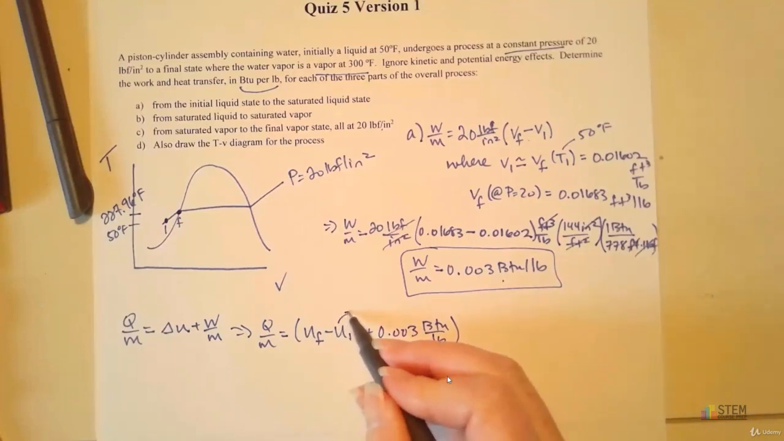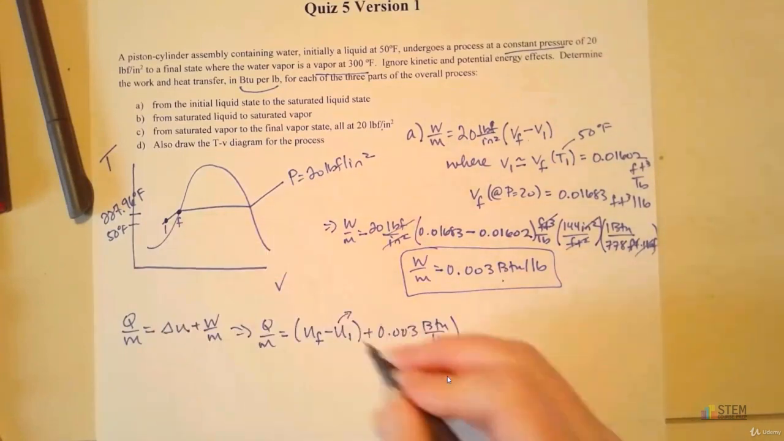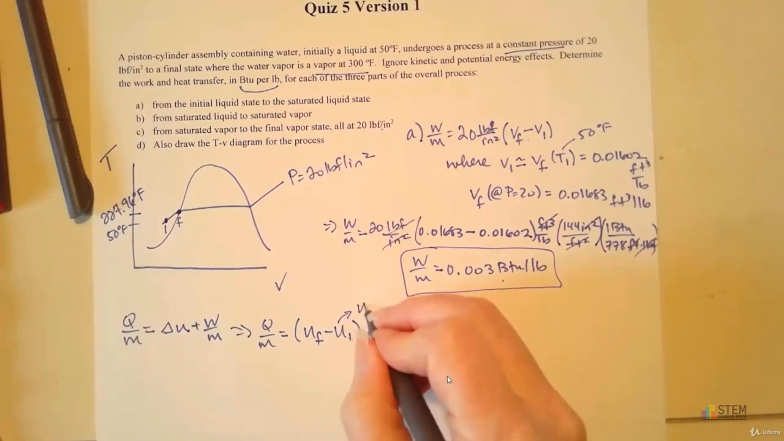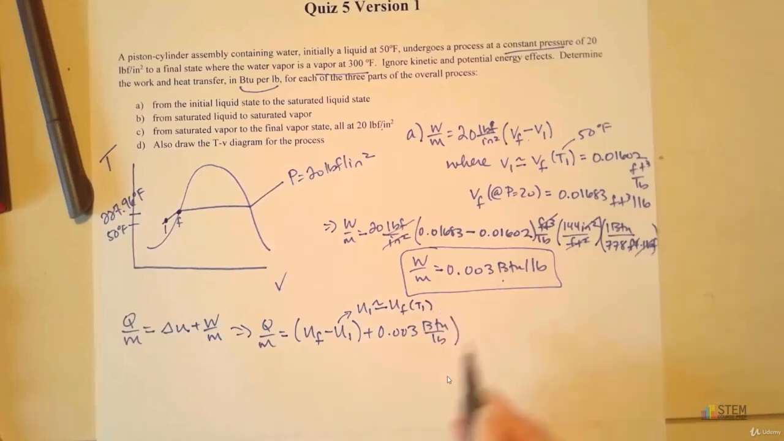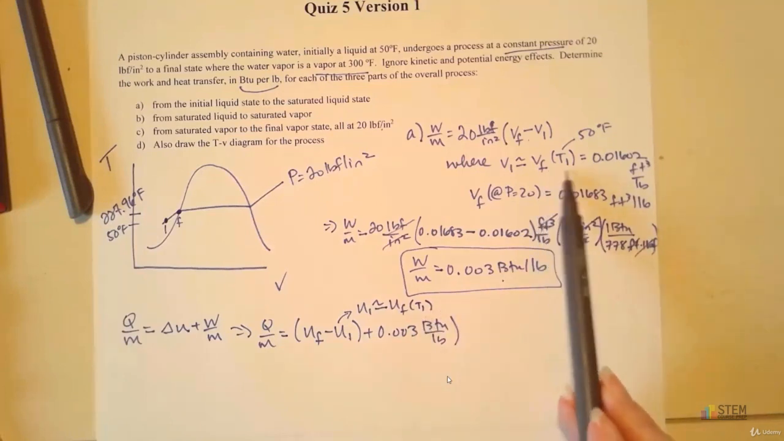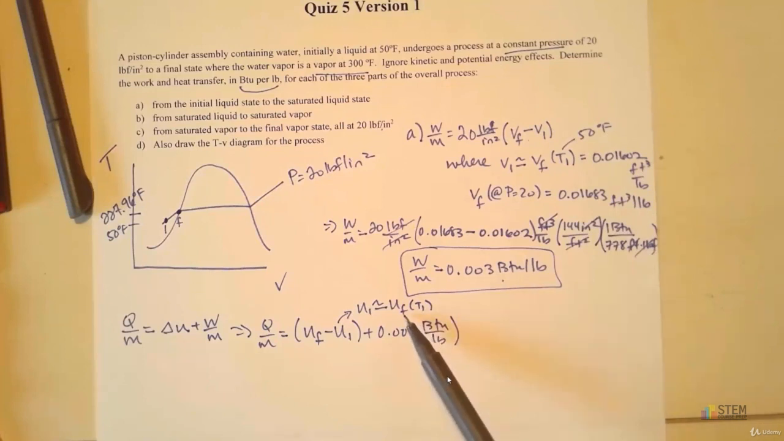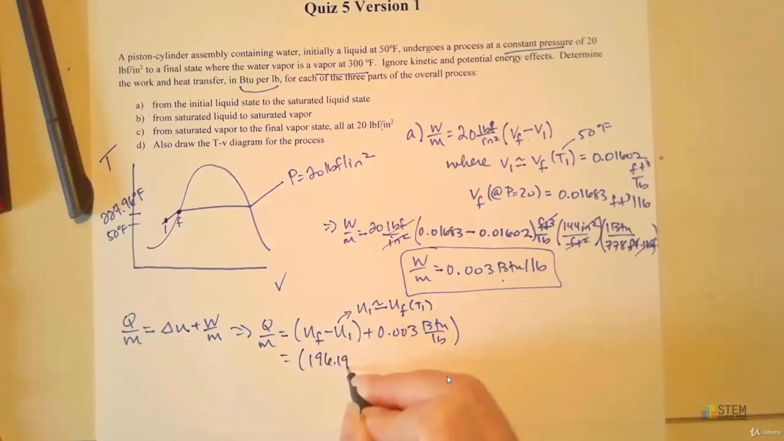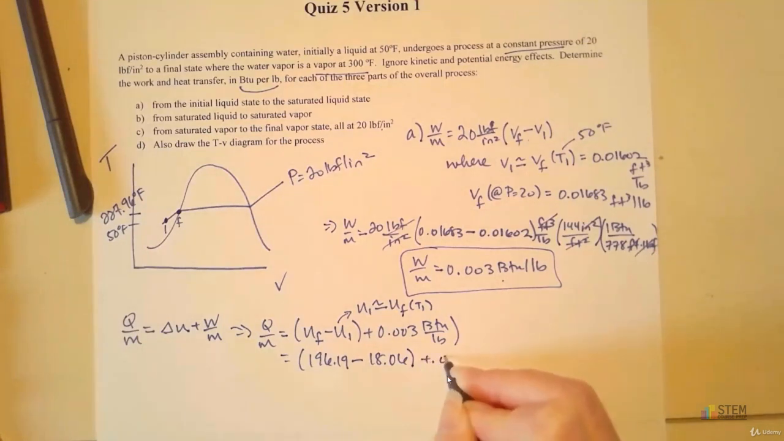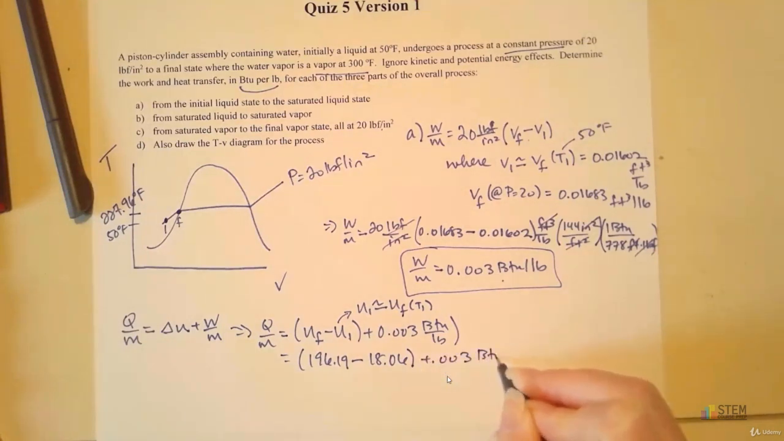All right, now this one again, U1, this is that compressed liquid. We're going to use that approximation where U1 is approximately equal to Uf at T1. So just like we did up here, use the temperature 50 degrees Fahrenheit, find that saturated liquid value for specific internal energy in that water table. Now if you do that, the values you should get are 196.19 for Uf, minus 18.06 for U1, and then add to that the 0.003 BTU per pound.